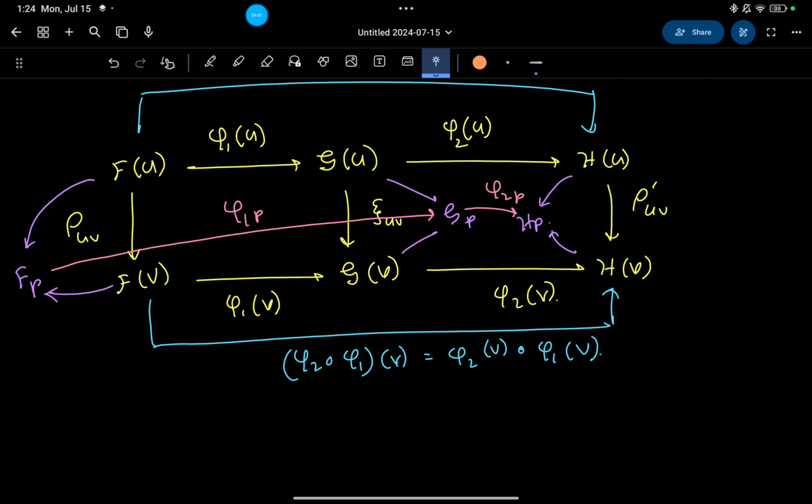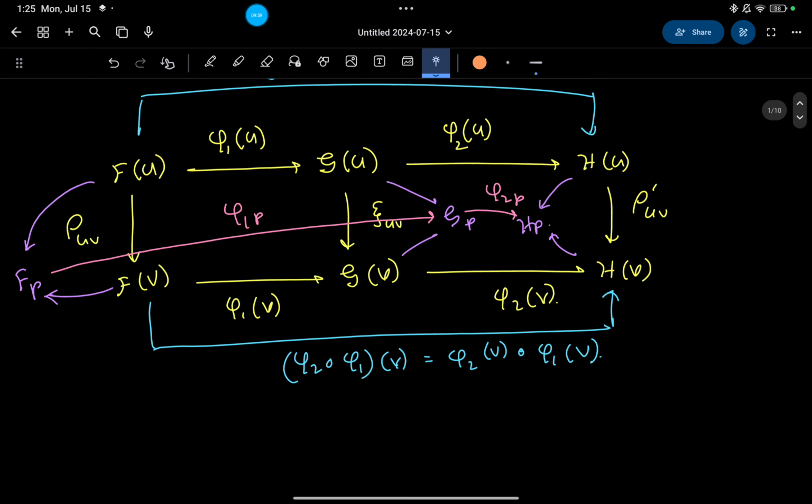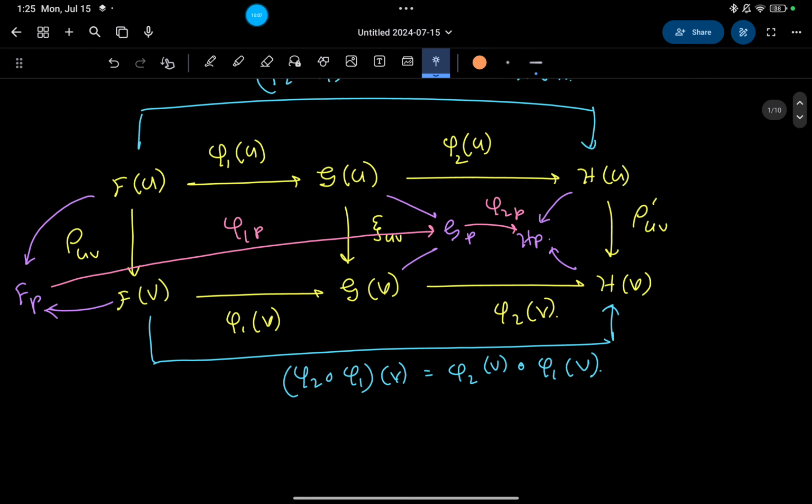Similarly, how is this map defined? This map is defined such that this one and this one, this diagram commutes, and this one and this one, this diagram commutes. Okay, so that means both diagrams satisfy the universal property and all the others related to the direct limit system.